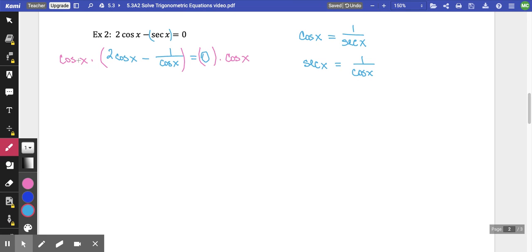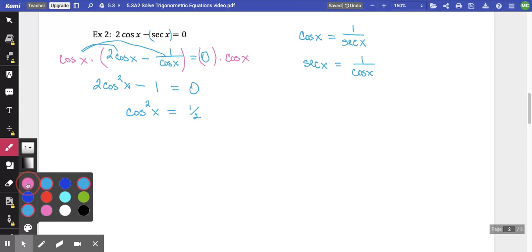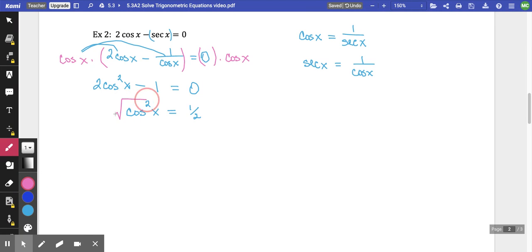So if I multiply by cosine of x here on the left side, I have to distribute it. So cosine of x times 2 cosine of x would be 2 cosine squared of x. Cosine of x times 1 over cosine of x would be 1. And a 0 times cosine of x is 0. Now this equation is a lot easier to solve. It is quadratic. However, there is no cosine of x term. So to solve, I'm just going to get the cosine squared of x by itself by adding 1 and dividing by 2. And then I'm going to solve by taking square roots of both sides of the equation.